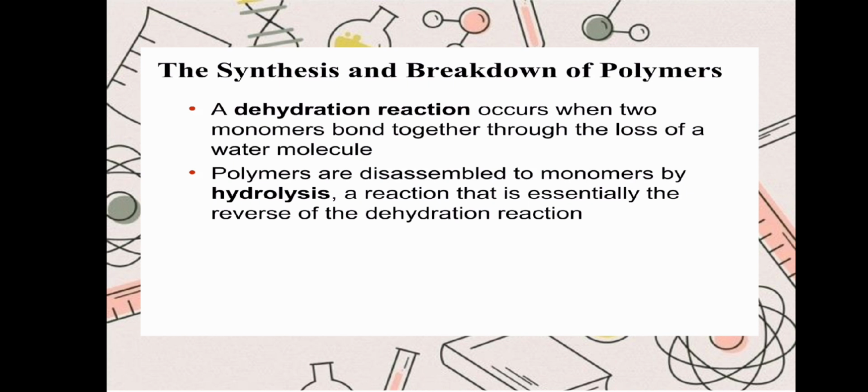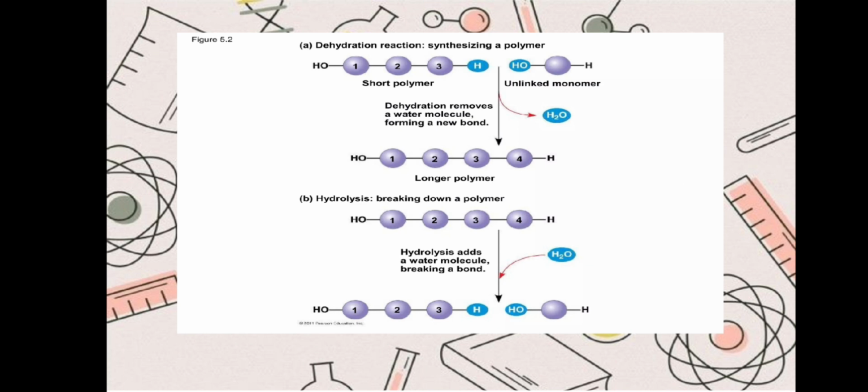Synthesis and breakdown of polymers. A dehydration reaction occurs when two monomers bond together through the loss of a water molecule. Polymers are disassembled to monomers by hydrolysis, a reaction that is essentially the reverse of the dehydration reaction. Here is a figure of a dehydration reaction, synthesizing a polymer, and hydrolysis, breaking down a polymer.